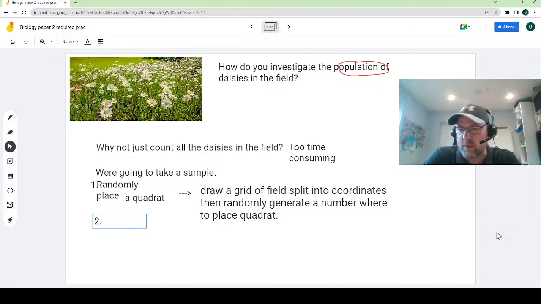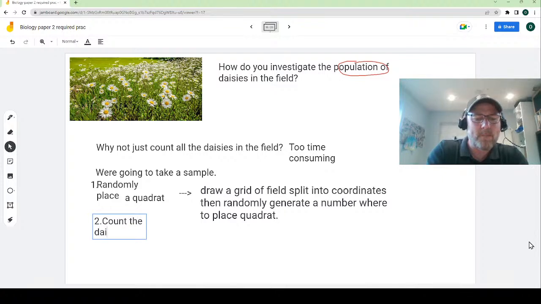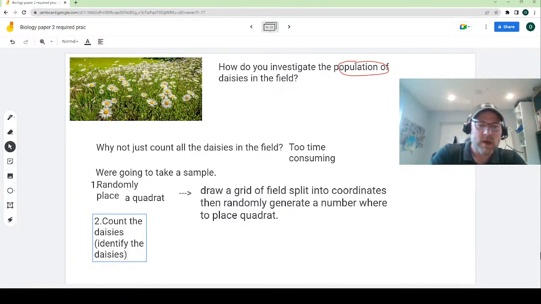What do you think? What do we do with the Quadrat next? We've placed it on the ground at box number 7. What should we do? Count the daisies. Awesome. I know it sounds really obvious, but if you don't write count the daisies, you're going to lose a mark. So now potentially, there is a mark for count the daisies, identify the daisies.